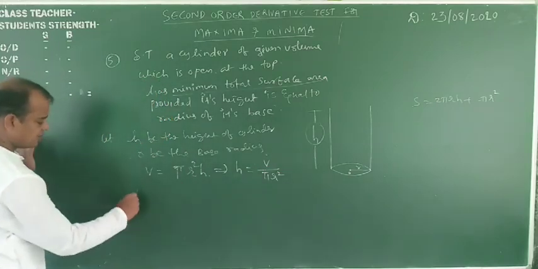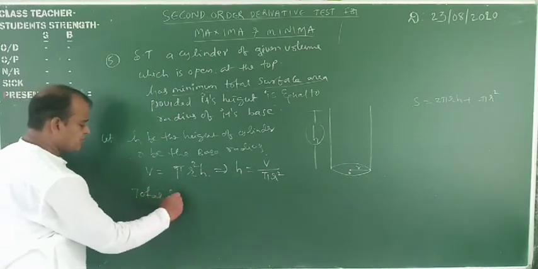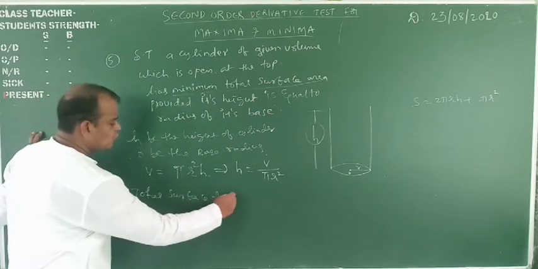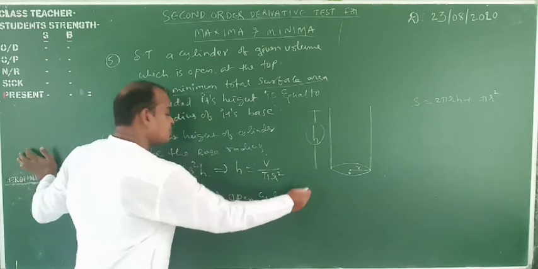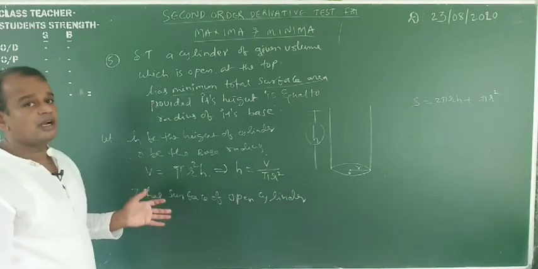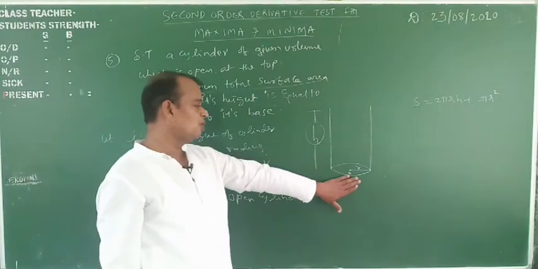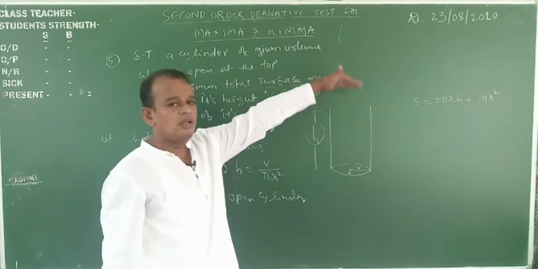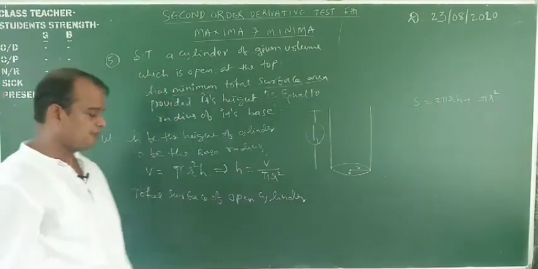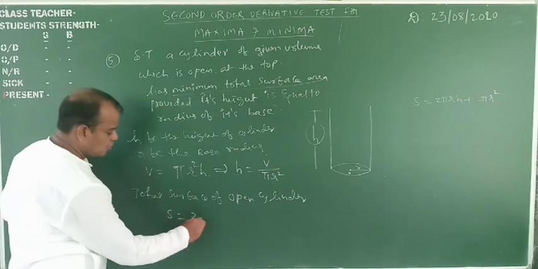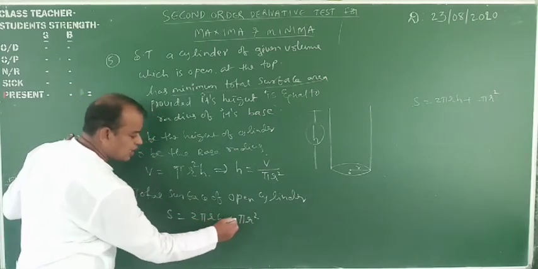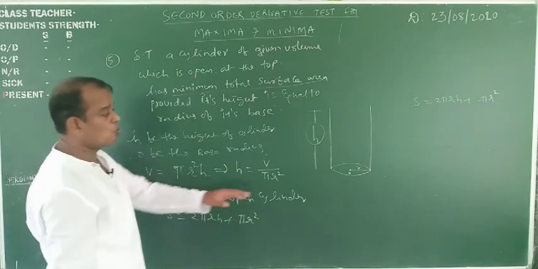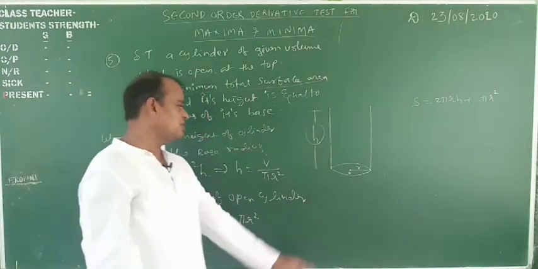Now what is the total surface area? Total surface area of the open cylinder is actually 2 pi r h plus pi r square. You cannot take 2 pi r square because only one circle is there. Open means the top has no circle. That is, surface area equals 2 pi r h plus pi r square only. You cannot take 2 pi r square. Why? It is open.